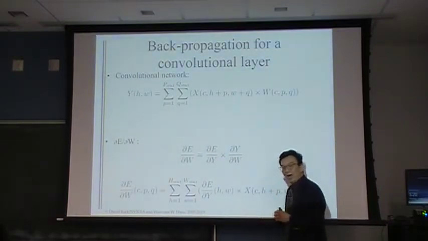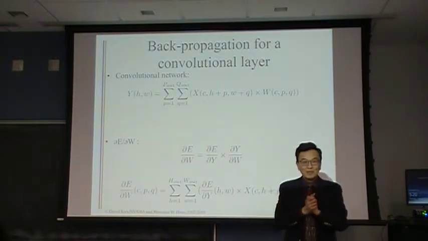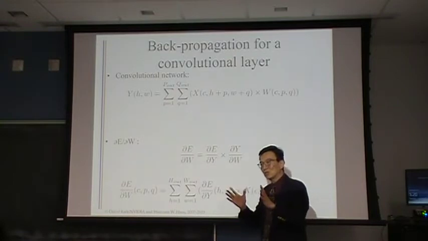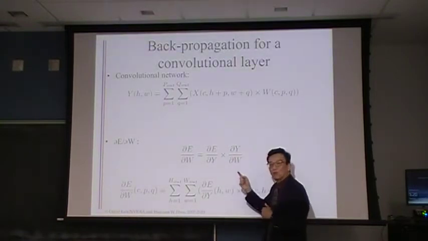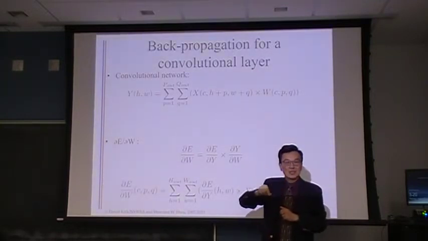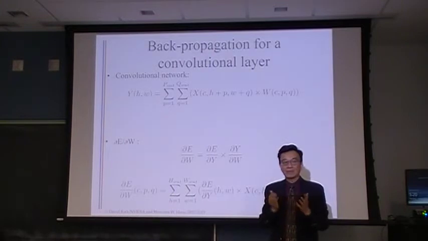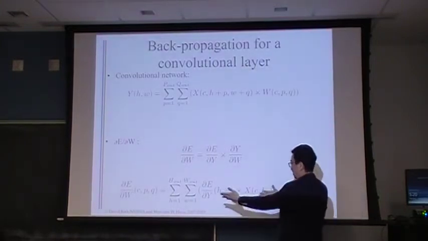So now we're going to ask, if the last stage is a convolution layer, how do we calculate the delta y, delta w for all the filter weights in that convolution layer? Make sense? Right? So the answer is this.